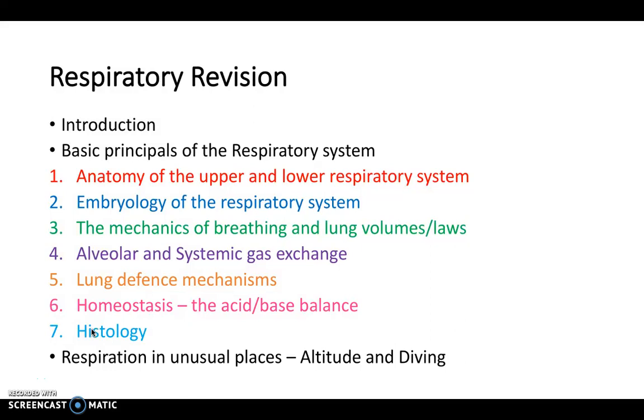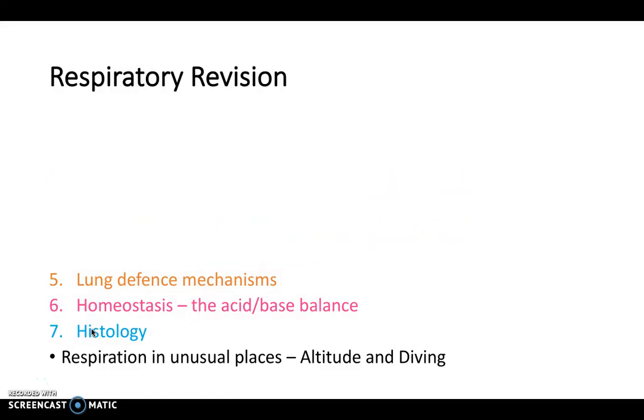Today we're going to be taking a look at the lung defense mechanisms and how we protect ourselves from pathology of the respiratory system. We're also going to be taking a look at homeostasis and histology of separate specimens with regards to the respiratory system. Finally, we will take a look at what happens to our respiration in unusual places, and this includes altitude, diving, but also the impacts of exercise and pregnancy on our respiratory system.